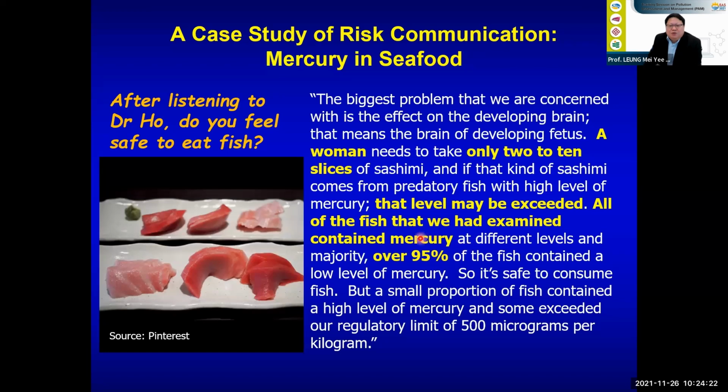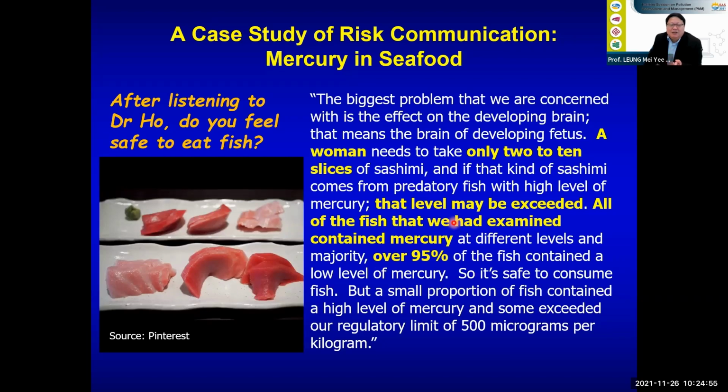We should try to avoid using percentage in our communication. For example, if the government actually measured 2,000 fish, and then only 5% of them had an unacceptable level of mercury, and those samples included just 2 species, one is tuna fish, the other one is big eye. Then citizens should avoid selecting these two species. Then people know what to do.